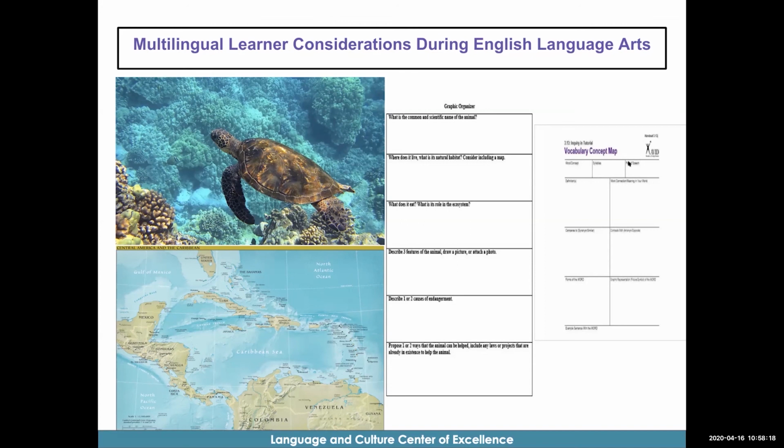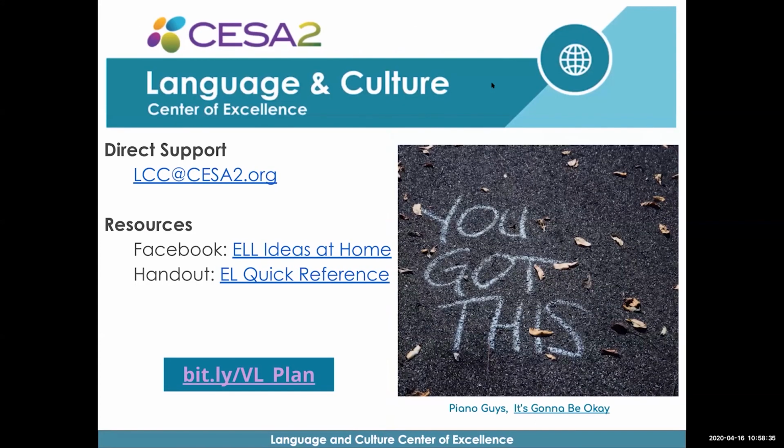Here again from AVID, a vocabulary concept map. So taking those tier 2 and tier 3 words, I put in this graphic organizer that you might use. I thought I could get this, and we have reached the end.